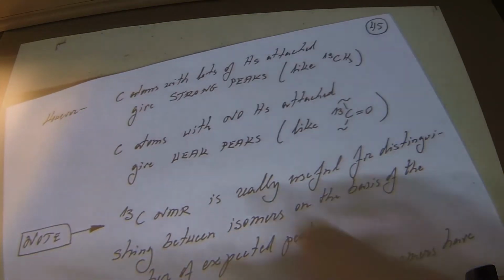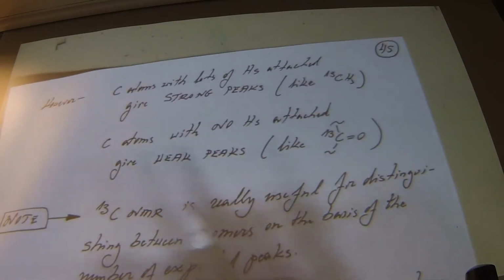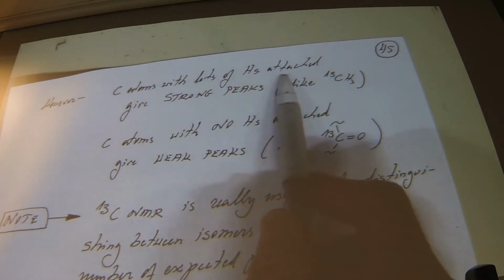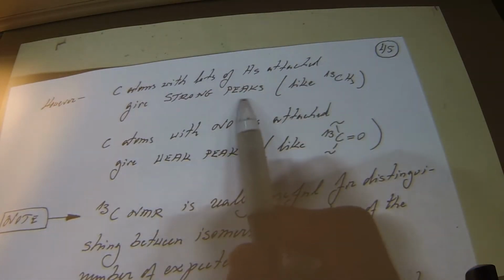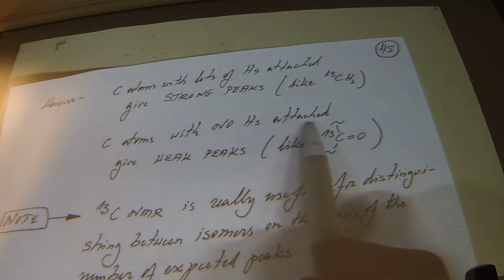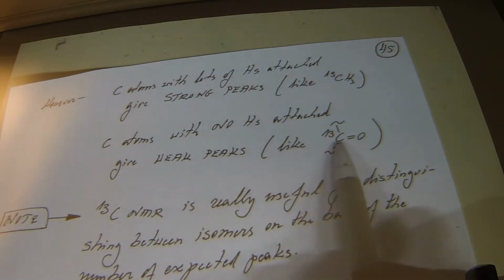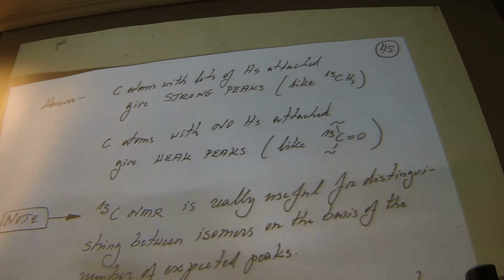Now, another place where it's useful is in isomer counting. We're going to see that. So carbon atoms with lots of protons attached, like methyls, give you strong peaks. Carbon atoms with no hydrogens attached give weak peaks. And certainly carbonyls fall into that category. So not just quaternary carbons, but also carbonyls. No protons, weak peak.